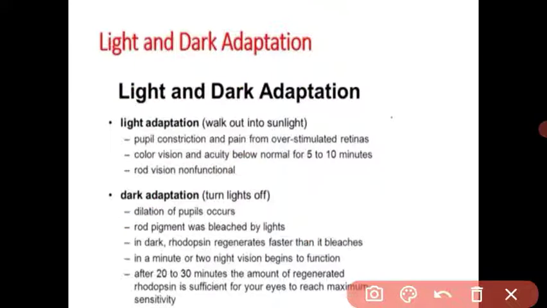What changes happen in our body? In light adaptation, when you are in the sunlight, your pupils constrict. You know what the main function of the pupil is? Pupils regulate the amount of light entering the eye. In bright light, the pupils constrict. The pupils are small, which means a small amount of light enters your eyes. Got it? And rod cells are non-functioning because cone cells are functioning.